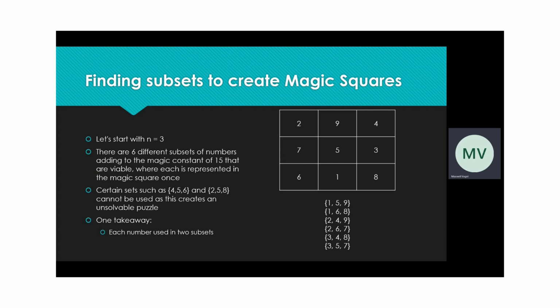There are additional subsets that add up to c equals 15, such as 4, 5, and 6, and 2, 5, and 8. But these cannot be used as this will create an unsolvable puzzle, as there's not enough other subsets to create the magic square. And one major takeaway from this is that every number is used in 2 different subsets for creating magic squares.